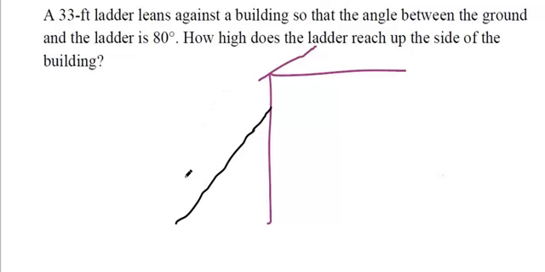Angle between the ground and the ladder. So here's the ground, here's the ladder. So this is the angle, 80 degrees. How high up does the ladder reach? So they're asking us what this is right here. So we'll call that x.